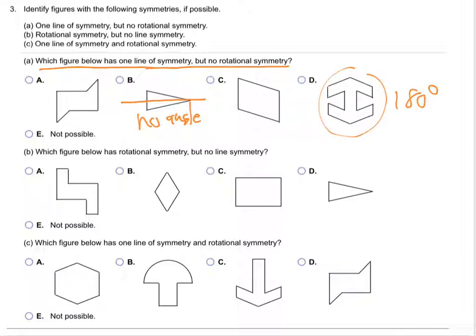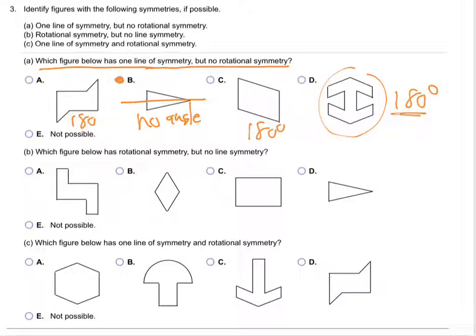Whereas this one has 180. This one also has 180. This one has 180 if you flipped it around. So B is the correct answer. That's the one that has one line of symmetry, but no rotational symmetry. Is that good? Good job.